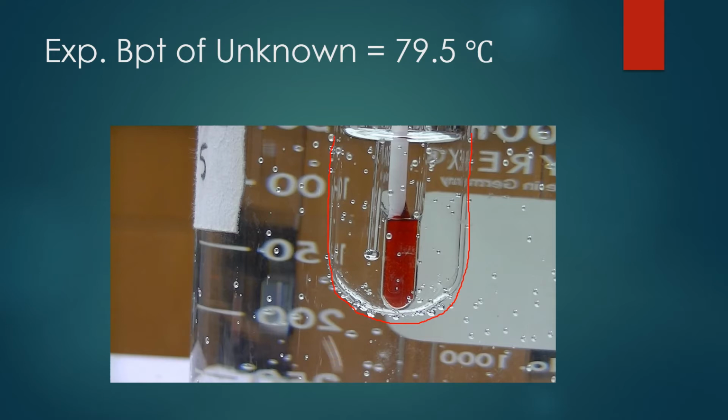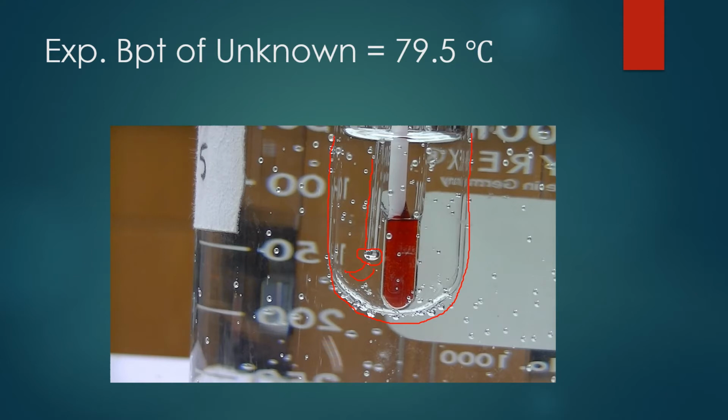Attached to the thermometer is a capillary tube, and that's what this is right here. This is a capillary tube with the open end in the solution. You can also see a little bubble starting to form at the end of that capillary tube. So to get an accurate boiling point, what we want to do is heat our liquid up until we see a steady stream of bubbles coming from that capillary tube. That tells us that we are very close to the actual boiling point of the unknown.